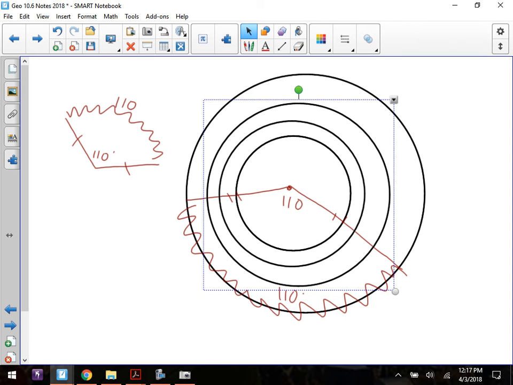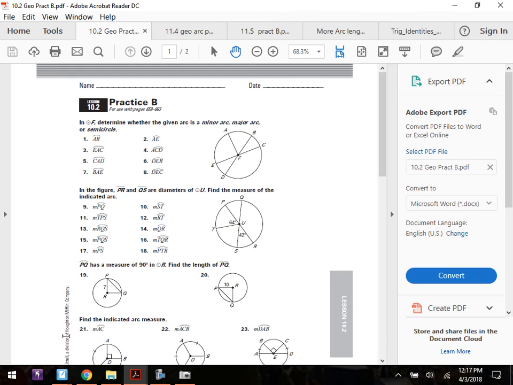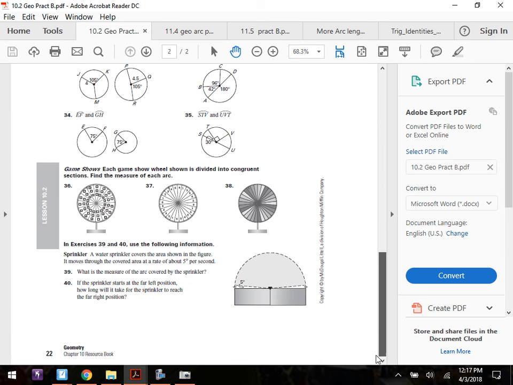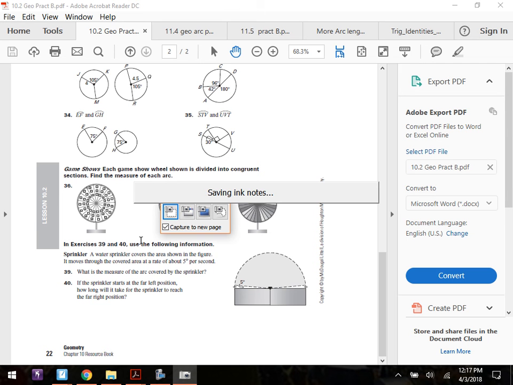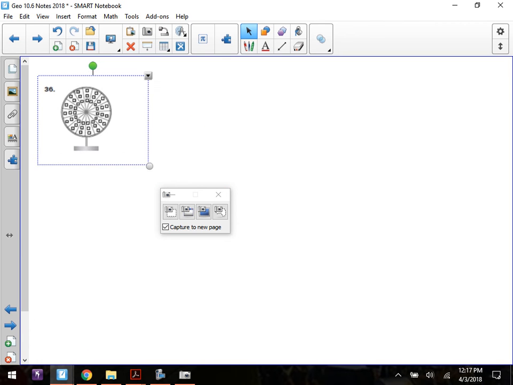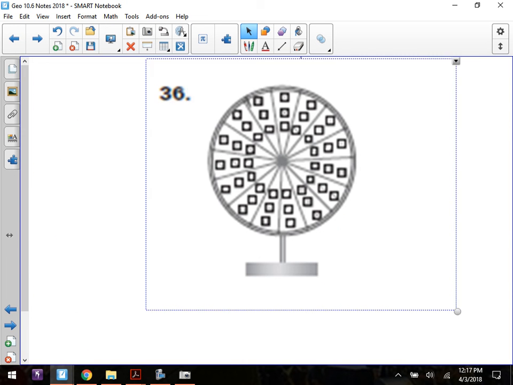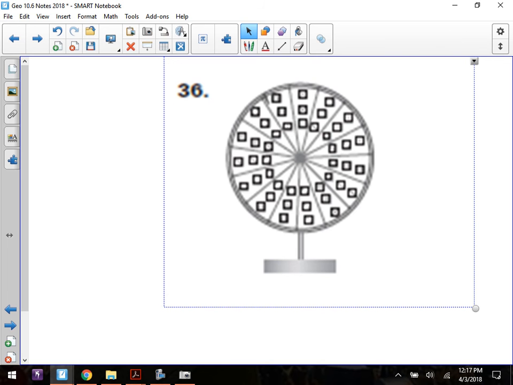So flip over the sheet real quick and look at 36. Again, like I was saying, I just didn't want you guys to have to continually draw all these things. It says each game show wheel is divided into congruent sections. Find the measure of the arc. Well, pretty easy if you really think about it. Because if each of those pieces have the same angle, what do you have to do to figure out the measures of the arcs?